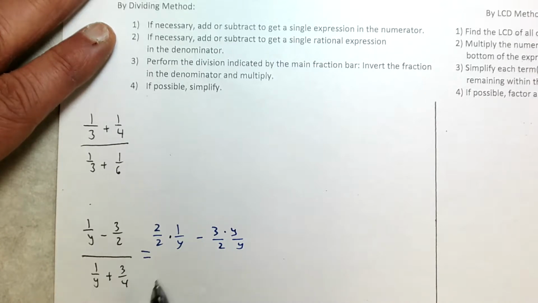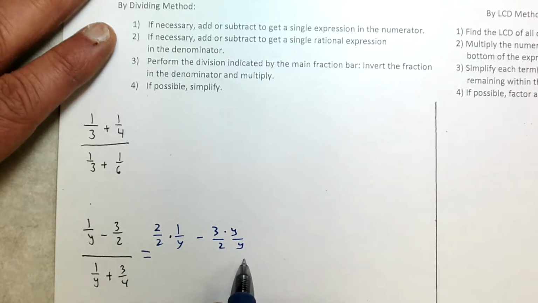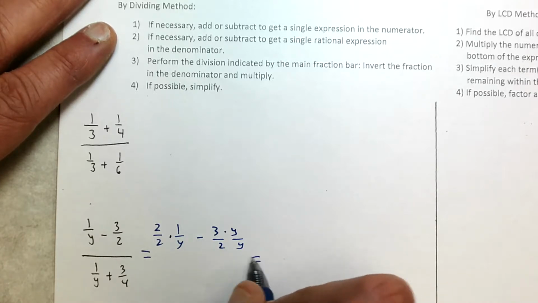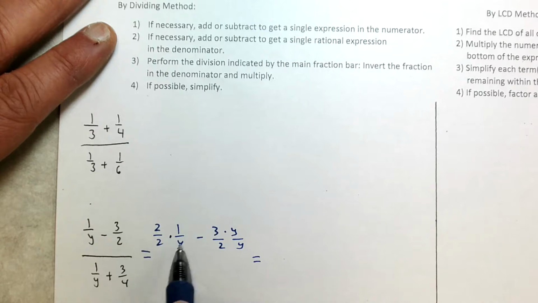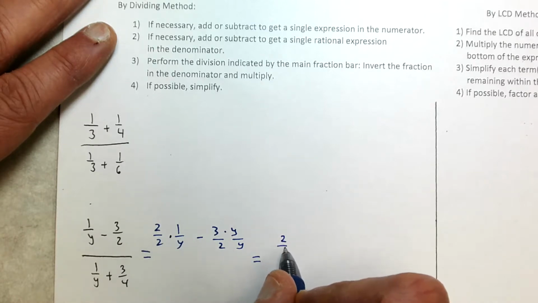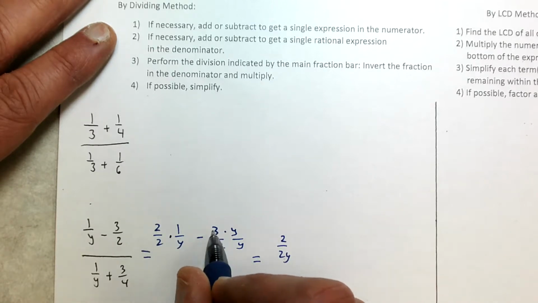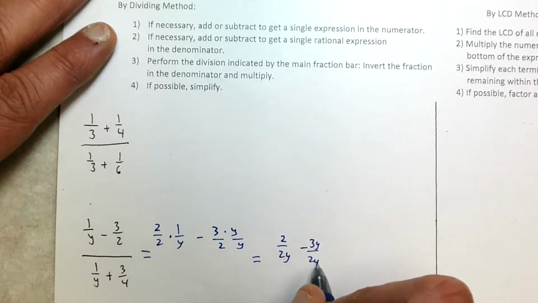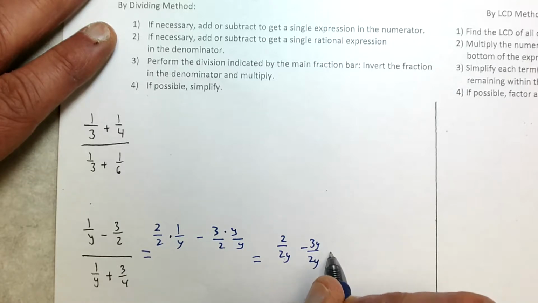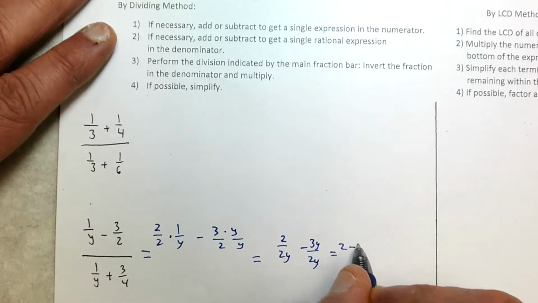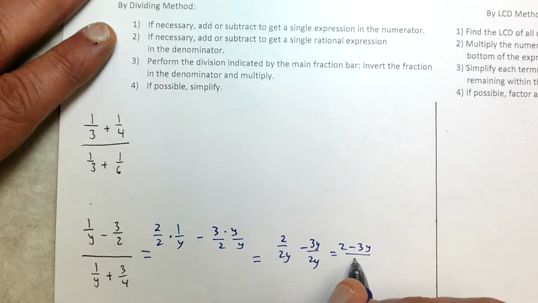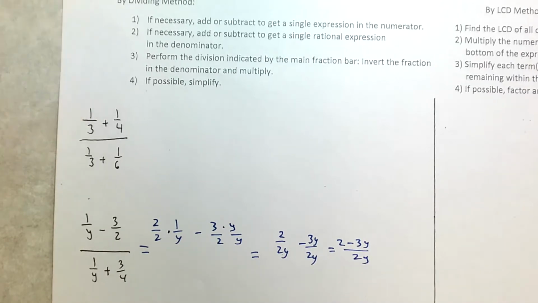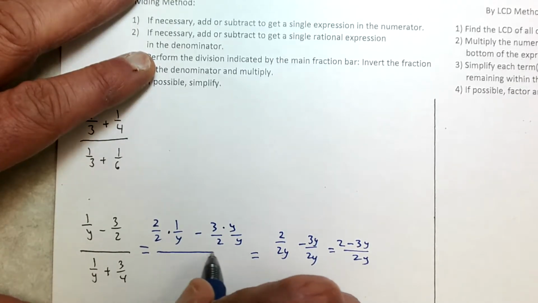Okay. And let's just go ahead and go across here and finish the numerator off, and then we'll work on the bottom. Okay, so this is going to give me 2 over 2y minus 3y over 2y. And now that I have a common denominator, I could just call this 2 minus 3y all over 2y.